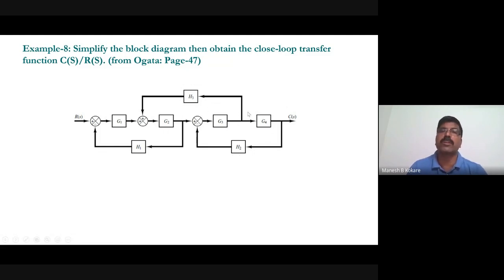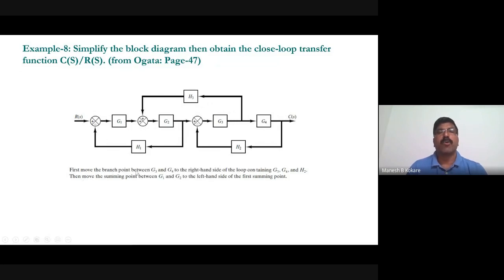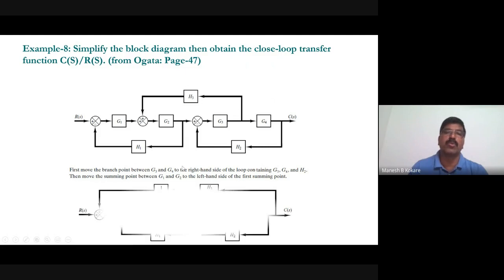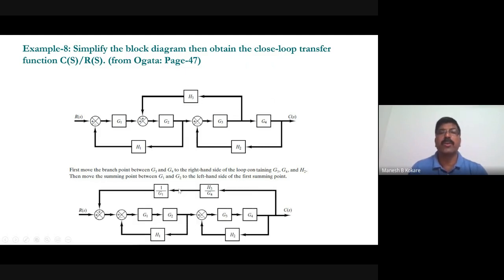So first thing is that we'll shift this takeoff point here. When you're shifting this takeoff point, you have to modify this H3 by G4, right? So first move the branch point between G3 and G4 to the right side of the loop containing G3, G4 and H2. So we can move that one. See that when you are shifting this takeoff point here, you got this H3 by G4, and also you are just shifting this summing point here.